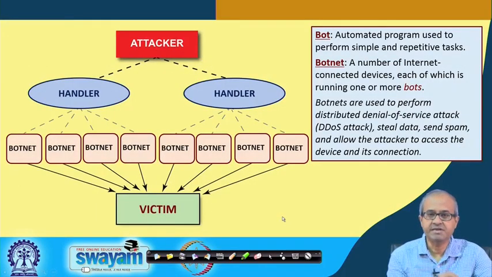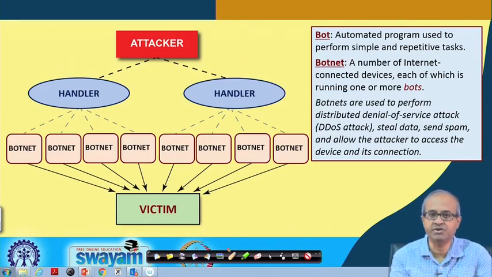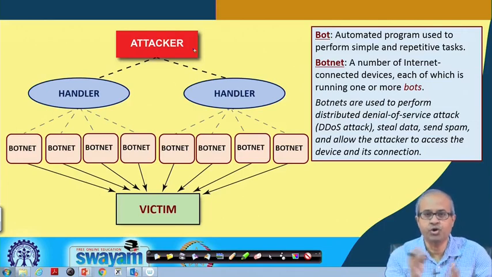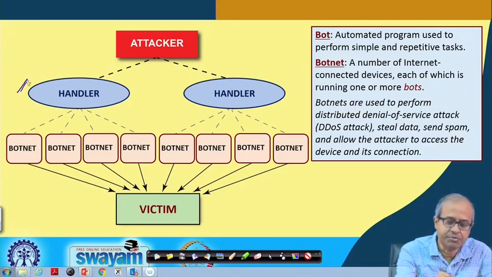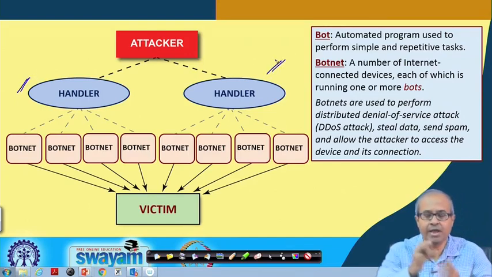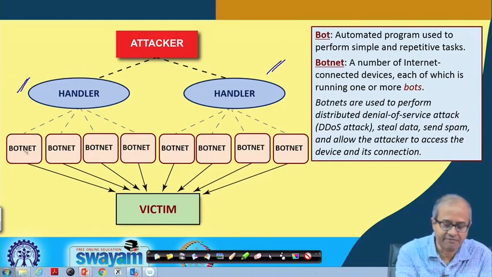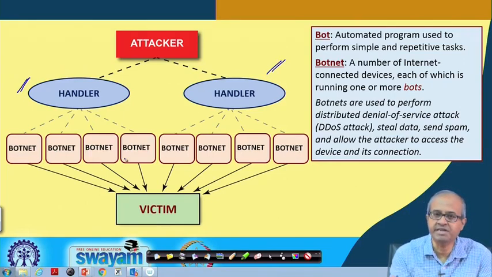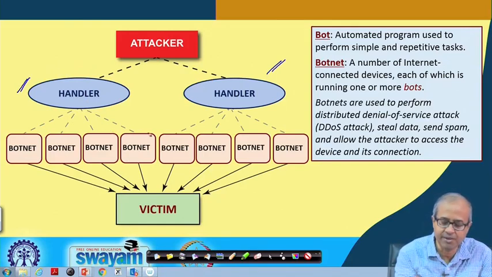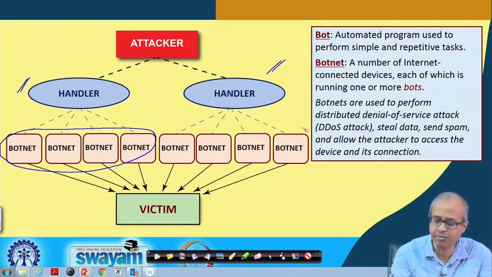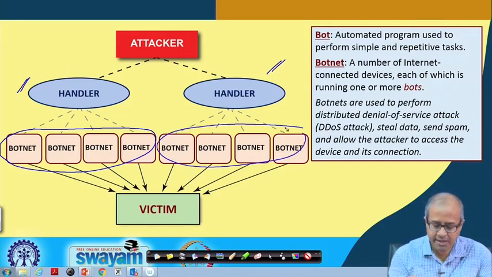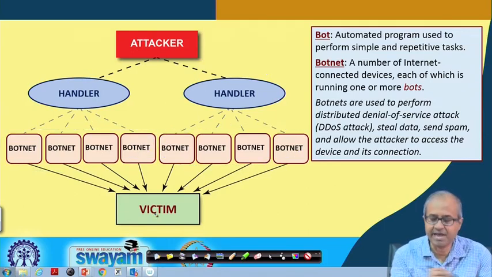So, this is a slightly more detailed picture, and here we talk about some of the terminology or terms that are frequently used in this context. Here on top you see the attacker, that is a machine where the hacker is sitting and actually coordinating the attack. There are some computer systems which are called handlers. Handlers again are machines which are under control of the attacker, and these handlers have so called botnets, a large number of botnets under each of them. Let us say this handler will be having several botnets, this handler will be having several botnets, and so on. And all these botnets together will be mounting the attack on the victim machine.